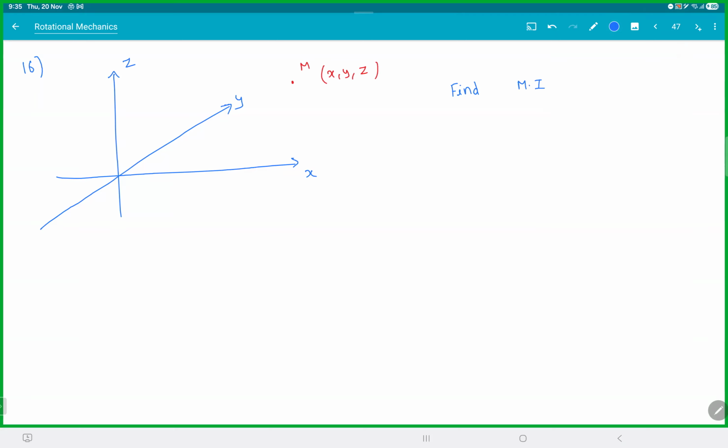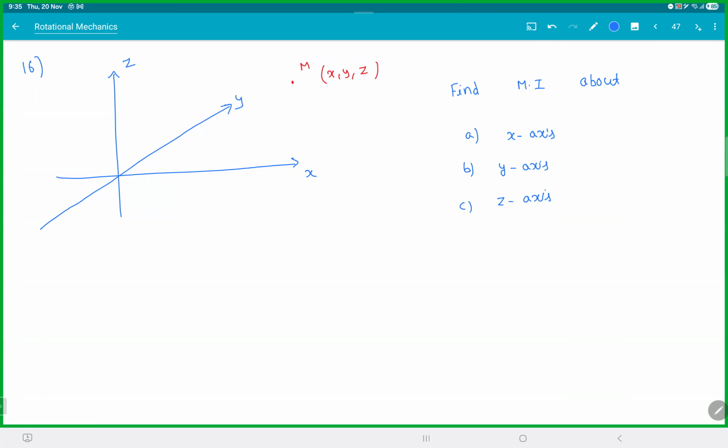Again, did you observe one thing? If someone asks you to find moment of inertia, your first question is, sir, about which axis? If someone asks you to find torque, about which axis? If you don't ask which axis, you can't even go ahead. Find the moment of inertia about the x-axis, y-axis, and z-axis. Okay, let's get this.